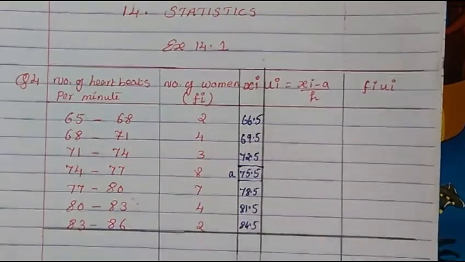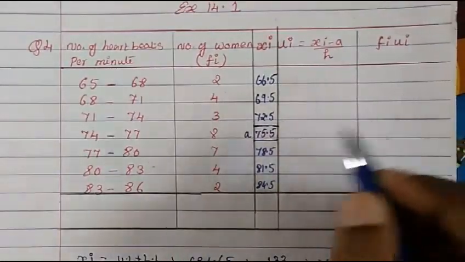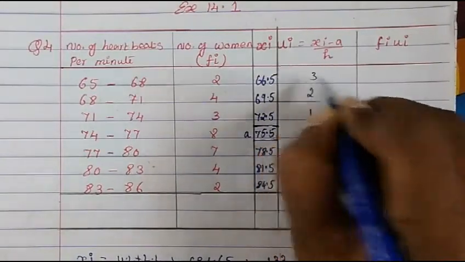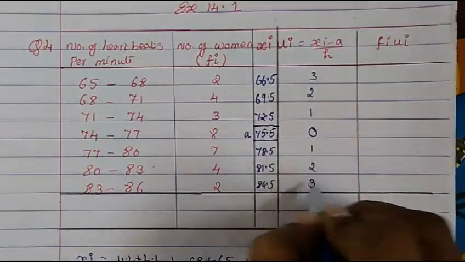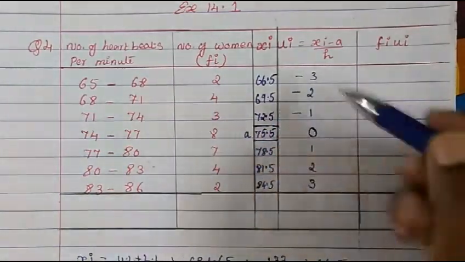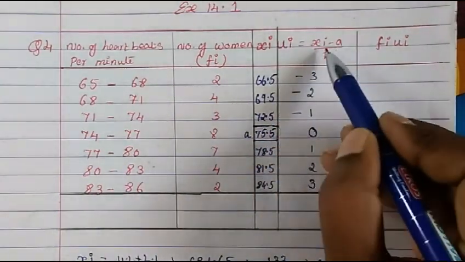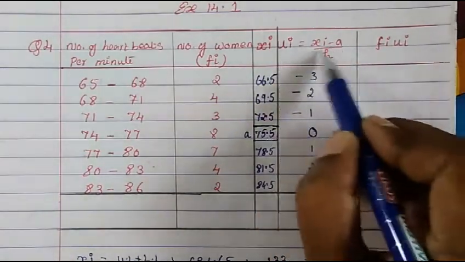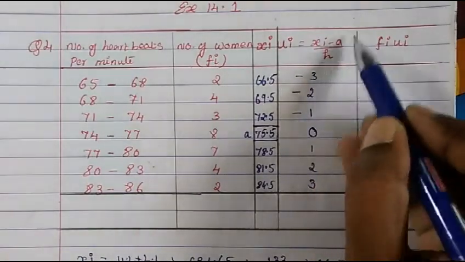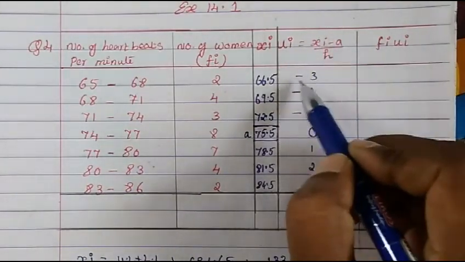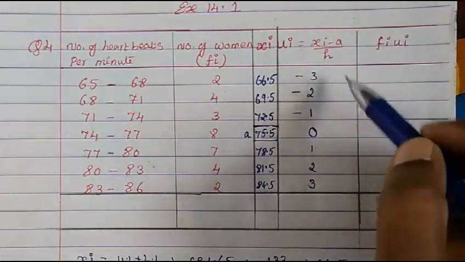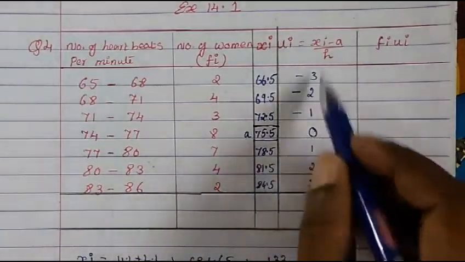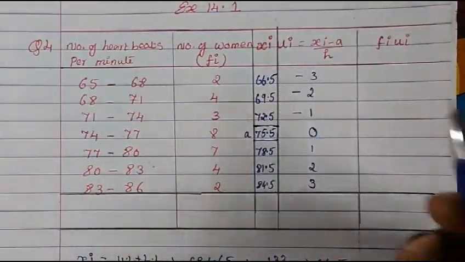But then I told you there is a very shortcut method. No need of any calculation. Where a is there, just put 0 and put on top 1, 2, 3, and on the bottom 1, 2, 3, and the top will be all negative. If you want to check, you can calculate and check it: 66.5 minus the a value, divided by the class interval, that is 3. You calculate and see, you will get minus 3. You can do it by yourself, but you can close your eyes and write ui this way. Where a is there, put 0 and write 1, 2, 3, 1, 2, 3, and up it is negative.